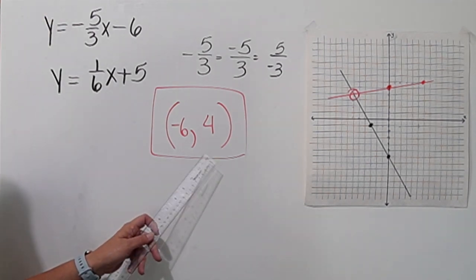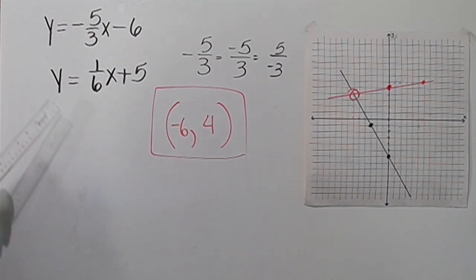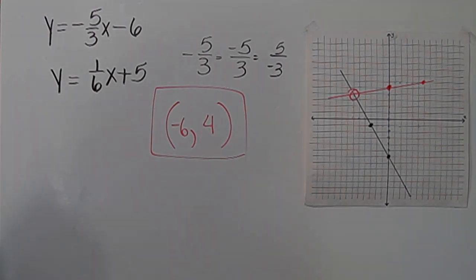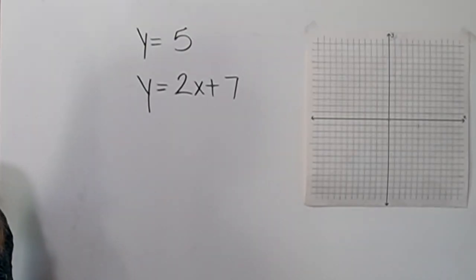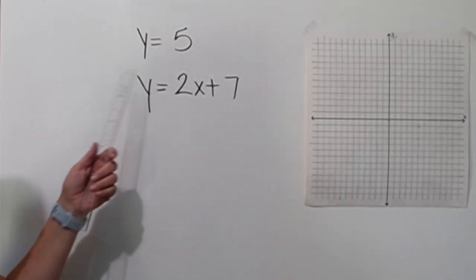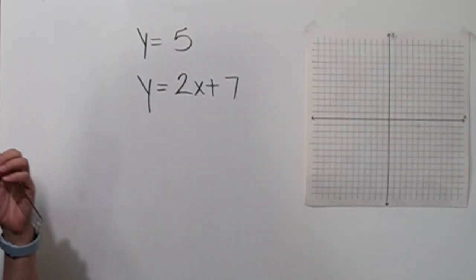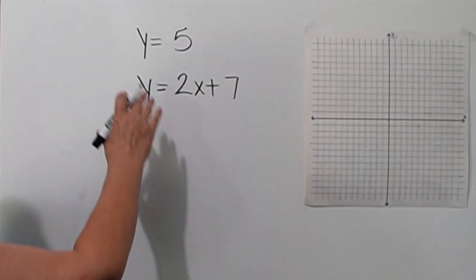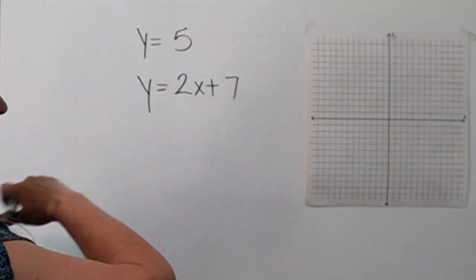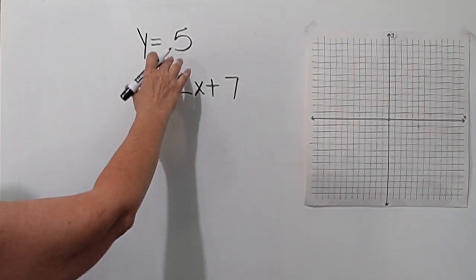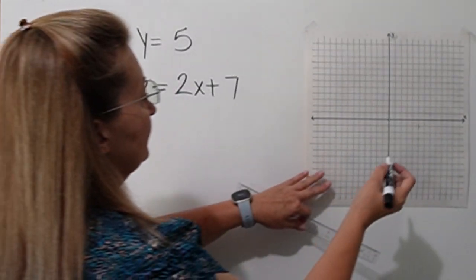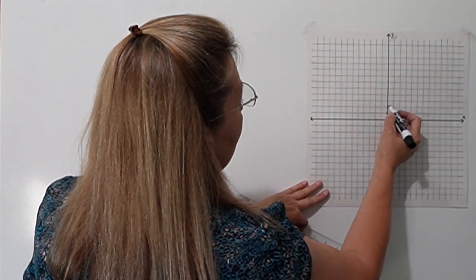So the coordinate pair that makes both of these true is negative 6, 4. All right, here is number 2. You've got y is equal to 5 and y is equal to 2x plus 7. All right, how do you graph y is equal to 5? That is going to be a horizontal line that intersects the y-axis at positive 5.